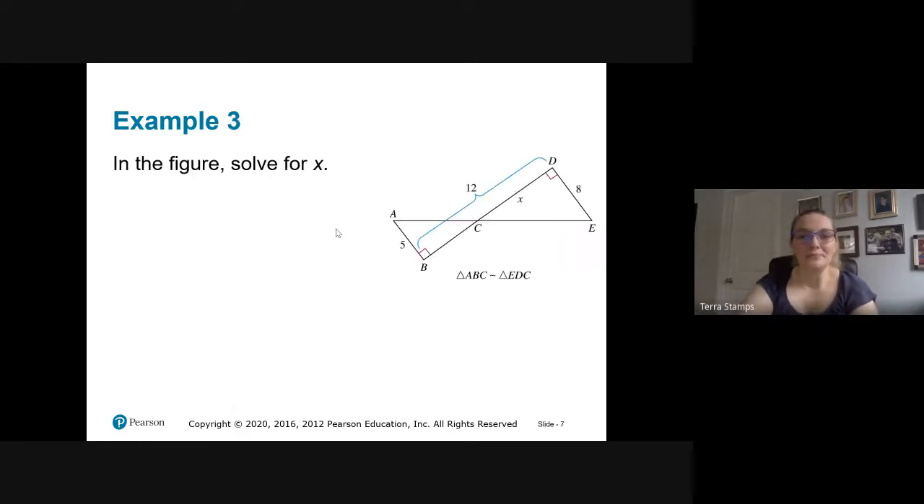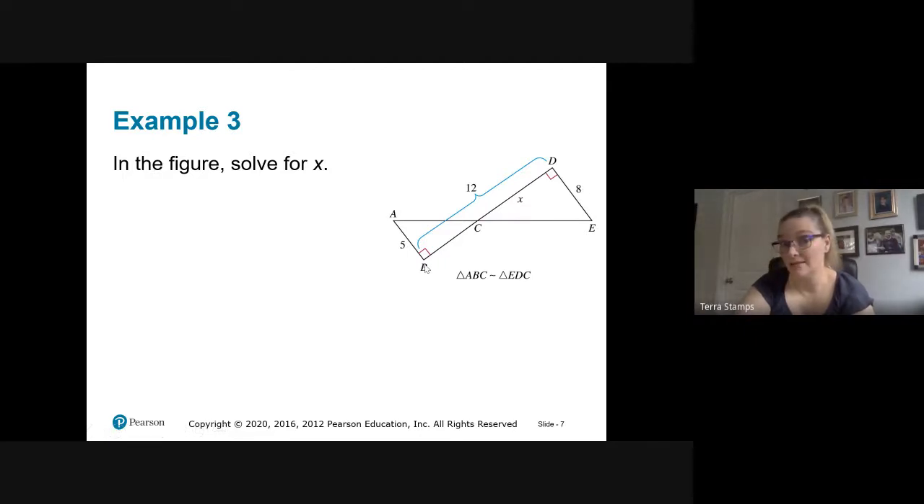Okay, so let's solve this for x. Now, if we can show that the two triangles are similar, then we can set up a proportion to solve for x. So are these two triangles similar?